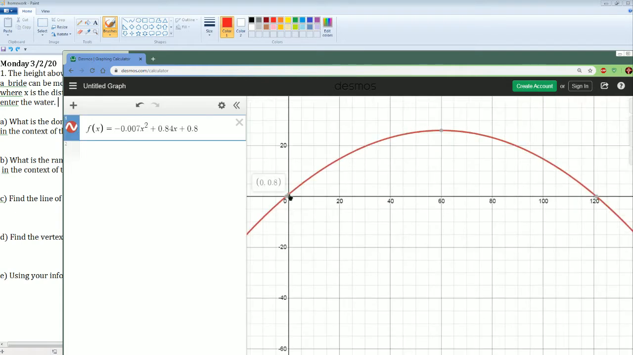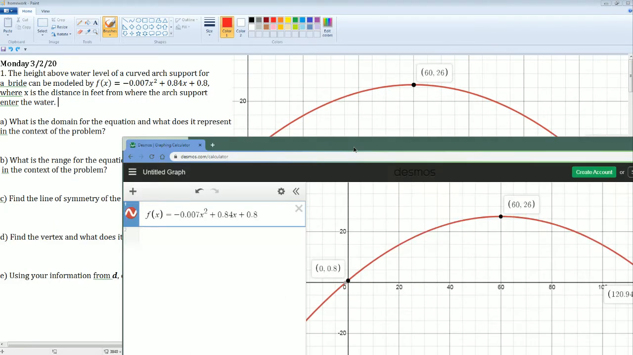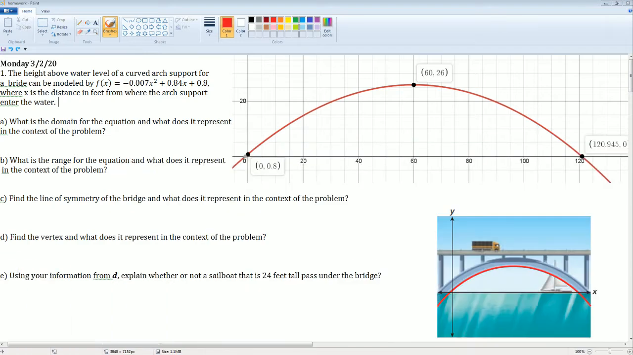To get the points, you just click here, click up there for the vertex, and click there for your x-intercepts. It's always good to have three: the vertex and the two x-intercepts. That's how I got that picture right there, by just going to Desmos. Alright, so here we could get a couple of things. First of all, what is the domain for the equation?